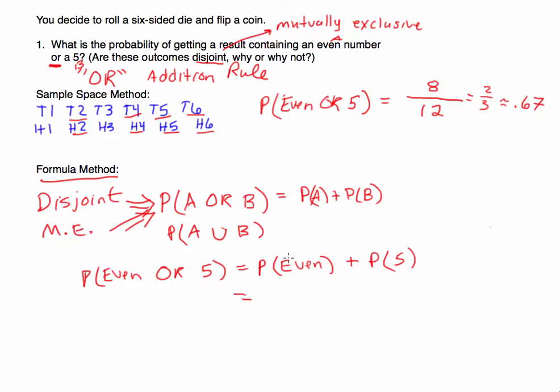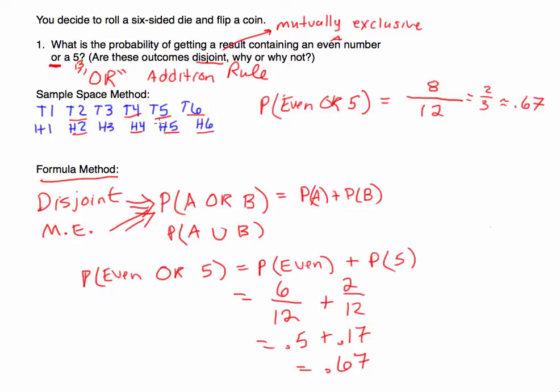So the probability of getting an even number: 1, 2, 3, 4, 5, 6, there are six possible outcomes that are favorable to being even, divided by 12, the total number of outcomes. The probability of getting a 5, there are 2 outcomes out of 12. So if you take this, 0.5, plus this, approximately 0.17, you're going to get 0.67.